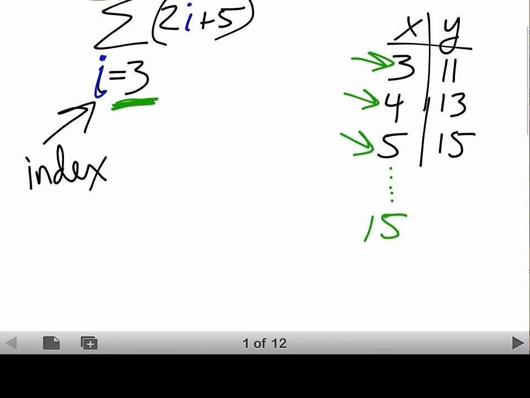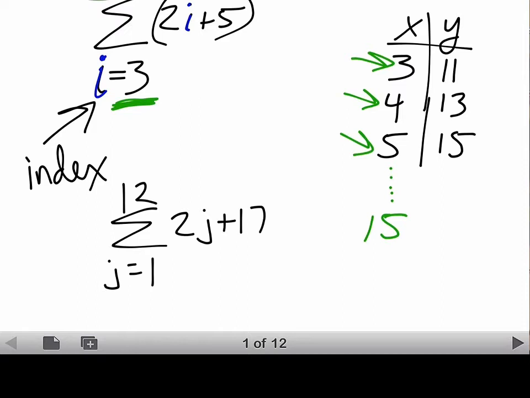The index isn't always i. You might see the sum as j goes from 1 to 12 of 2j plus 17, or something like that. What matters is not whether it's an i or a j. What matters is that the letter underneath the sigma is the same as the one in the parentheses, or in the argument. It's not always parentheses, but it's the argument of the sigma notation.